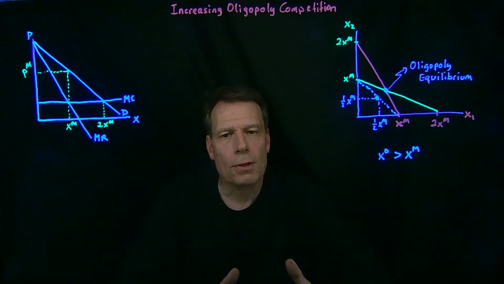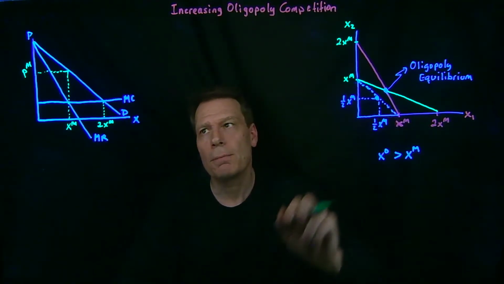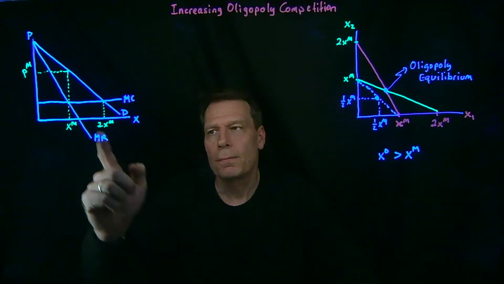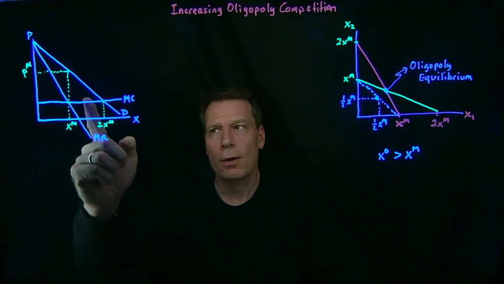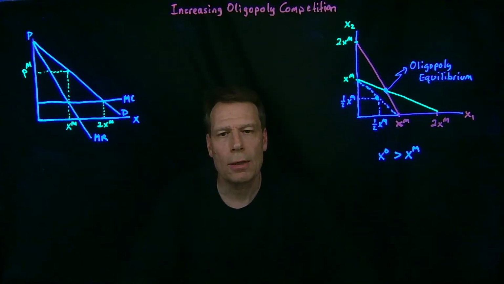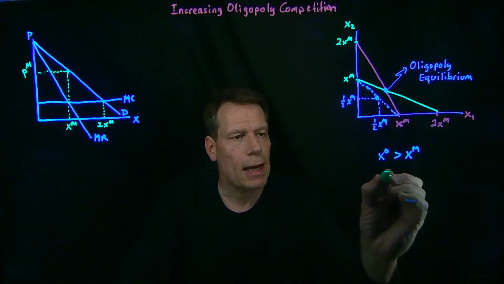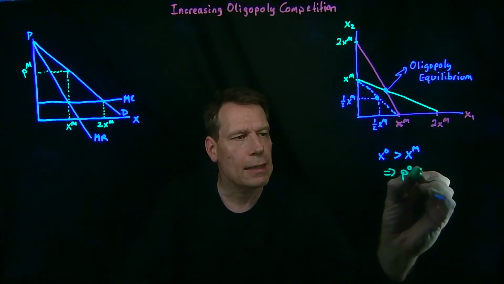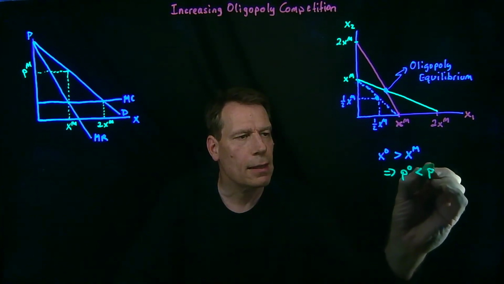But when the two firms are producing more than the monopoly quantity together in the oligopoly equilibrium, they're going to move further down the demand curve. That overall quantity is going to be larger, which means the price is going to be lower. So this implies that the price under the oligopoly is less than the price under the monopoly.